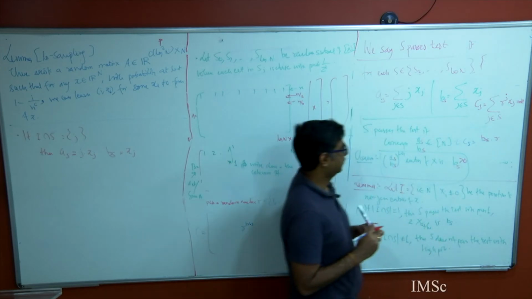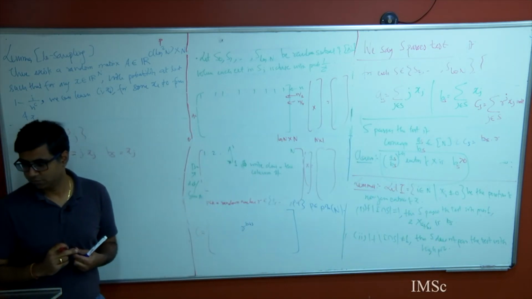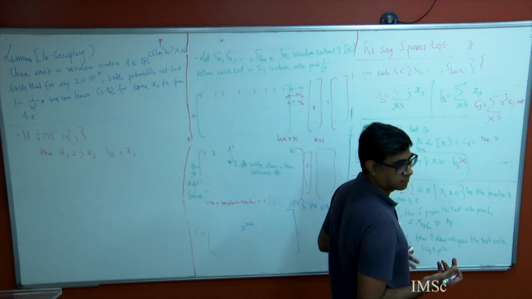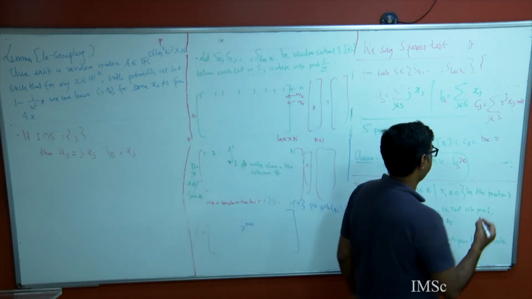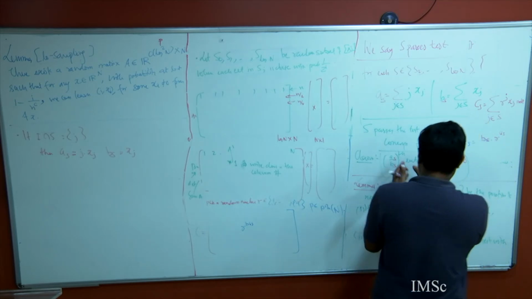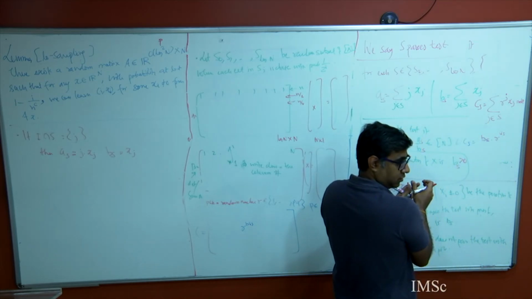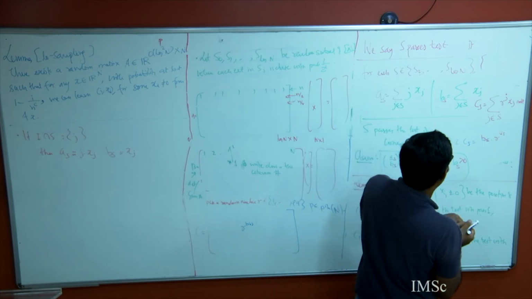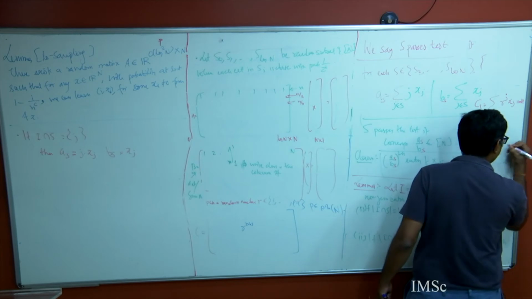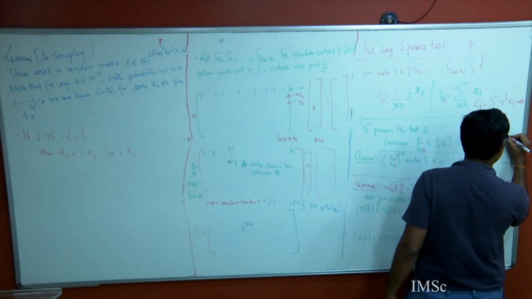And R power what? What? AS by BS, CS. So I look at my BS, right? Because that is this, and I multiply with R AS to the power BS.